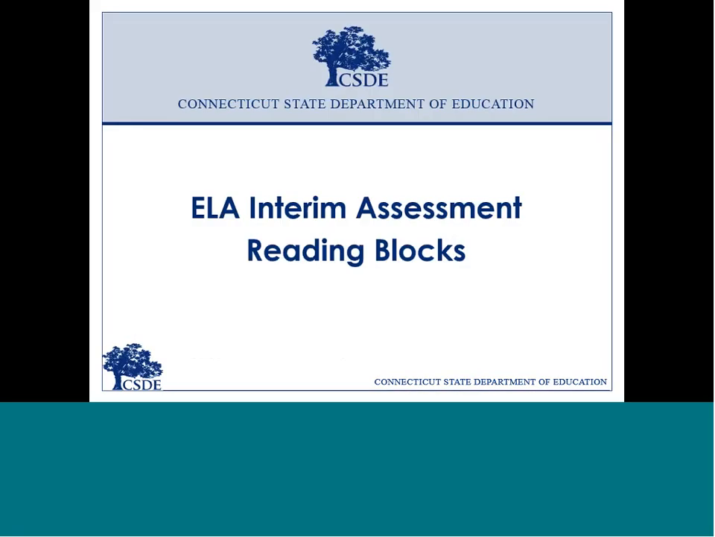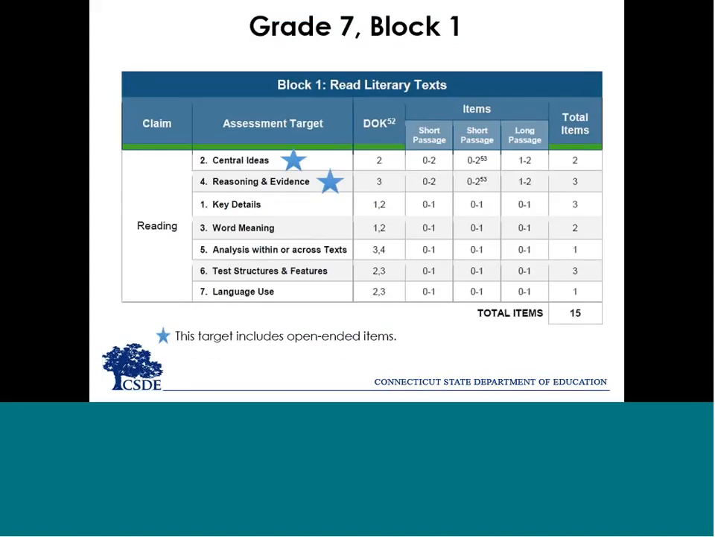Now let's look at interim blocks that measure Claim 1 reading. Block 1 measures students' abilities to read grade-appropriate, complex literary text. We use a variety of machine-scored item types across all 14 targets. These item types might be single correct multiple choice, multiple correct multiple choice, hot text, and two-part multiple choice items. In some instances, students must demonstrate their understanding by responding to a constructed response item, which requires hand scoring.